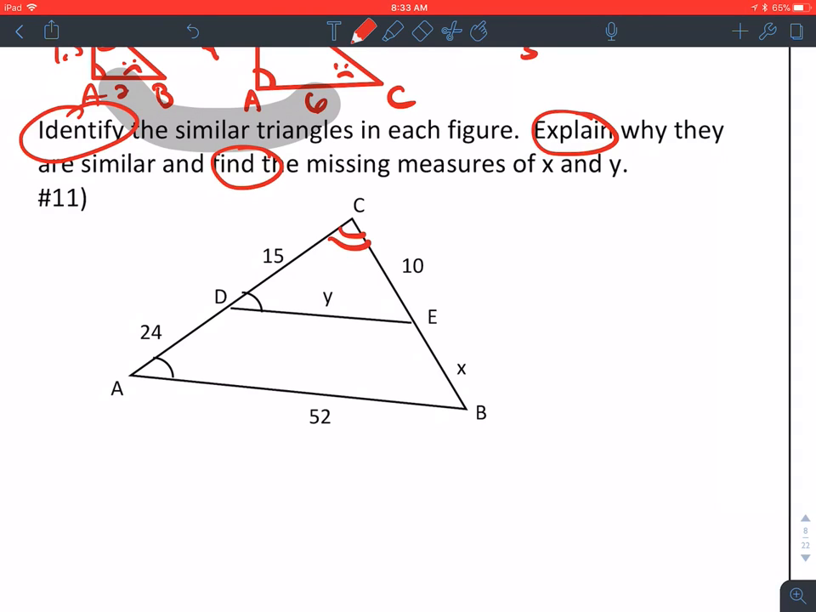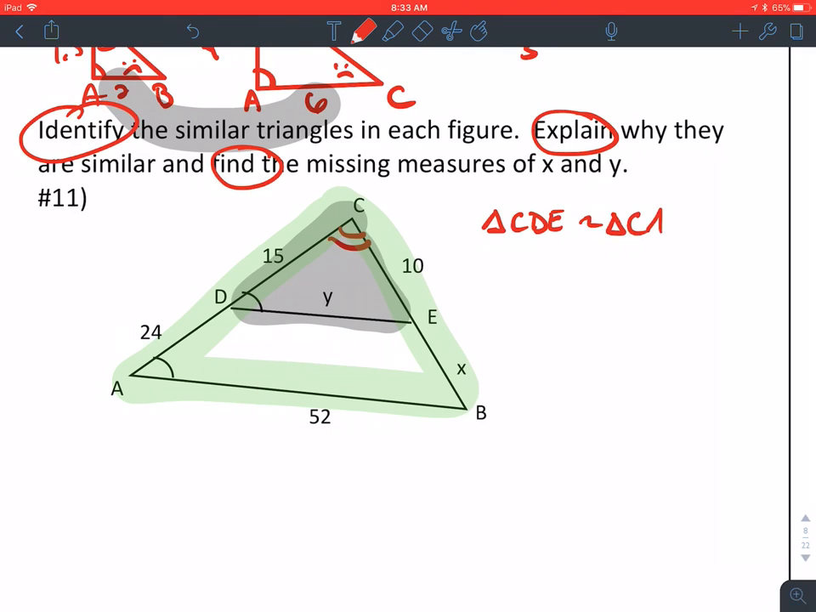Angle C is congruent to itself. So that means in this triangle we got a 2 arc and a 1 arc. And that means in this triangle we got a 2 arc and a 1 arc. So triangle CDE is similar to triangle CAB. And that's because of the angle-angle similarity.